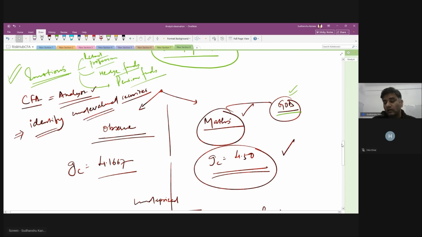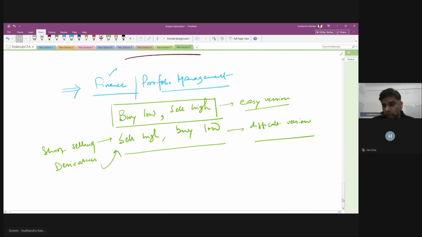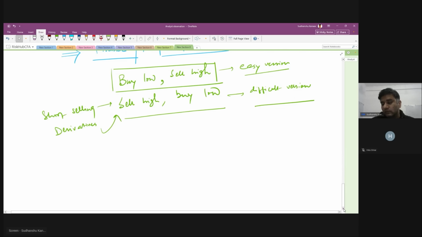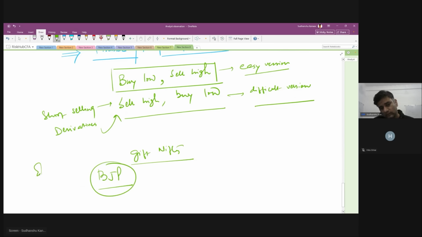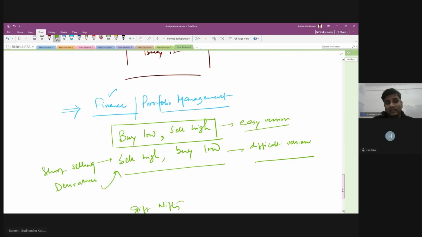Today, suddenly in the evening, the exit poll result came out. Gift Nifty, right? Gift Nifty is our index. Gift Nifty is up, because it is showing that the BJP government will win. So why is it up? Emotions, right? So this side is emotional, the market is emotional.